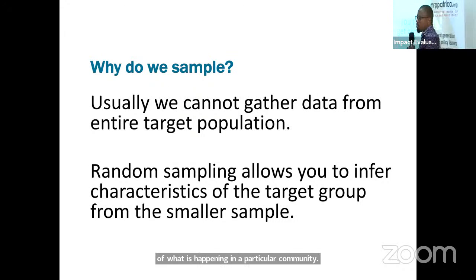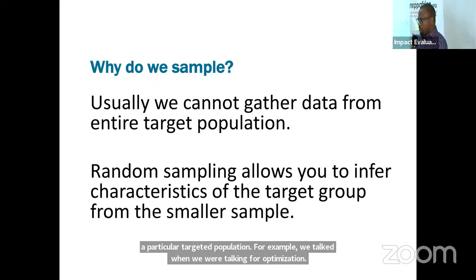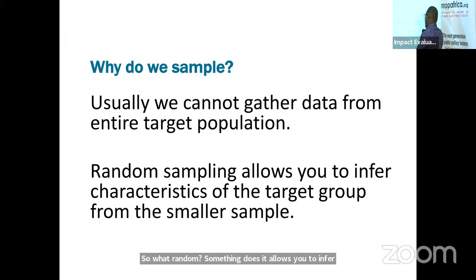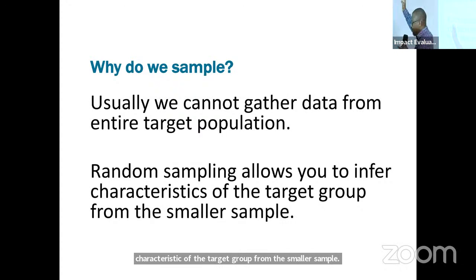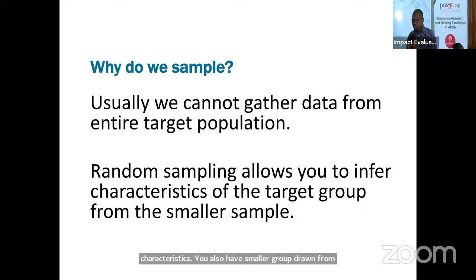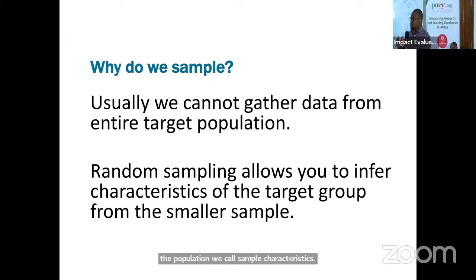For example, when we were talking of randomization, we talked of random sampling from targeted population to evaluation sample, right? So what random sampling does, it allows you to infer characteristics of the target group from the smaller sample. So you have population, what we call population characteristics. You also have a smaller group drawn from the population, we call sample characteristics. Are we together? What we usually do in statistics is to try to make sense of characteristics of a small sample. How representative are they of the population statistics?